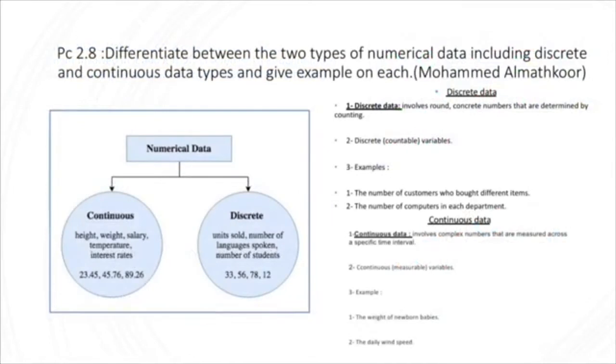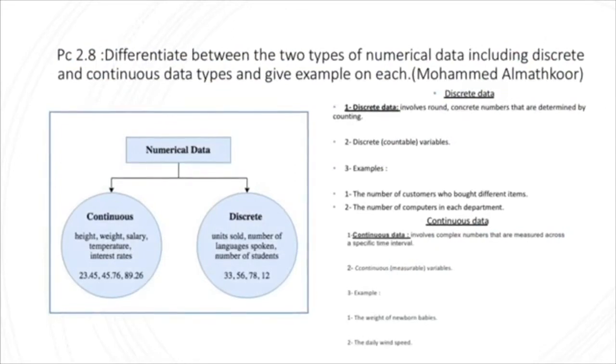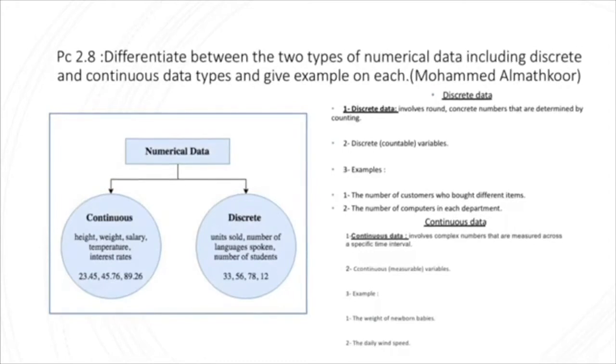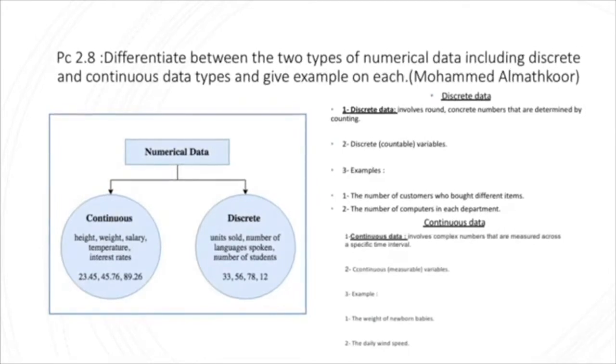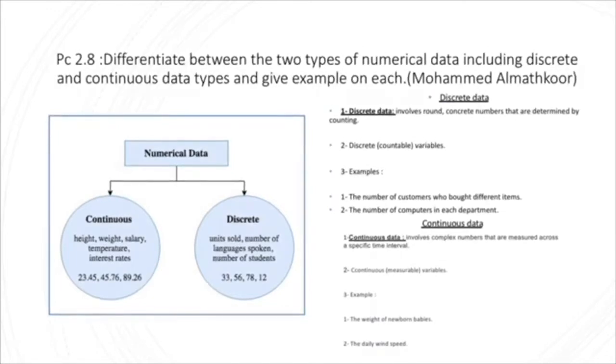BC 2.8 Differentiate between the two types of numerical data, including discrete and continuous data types, and give examples of each. Discrete data involves concrete numbers that are determined by counting. Discrete is countable variables. Examples: the first example is the number of customers who bought different items. Second example, the number of customers in each department.